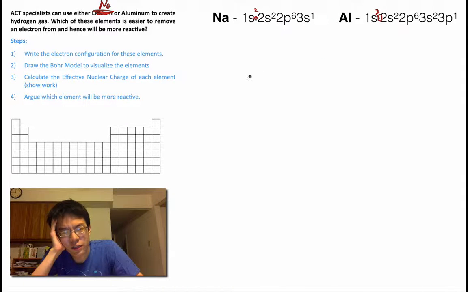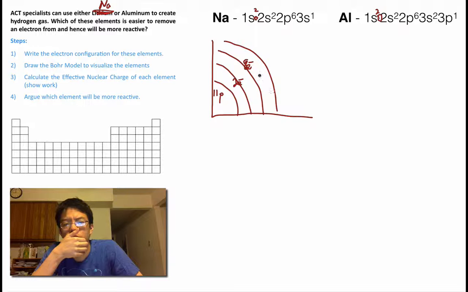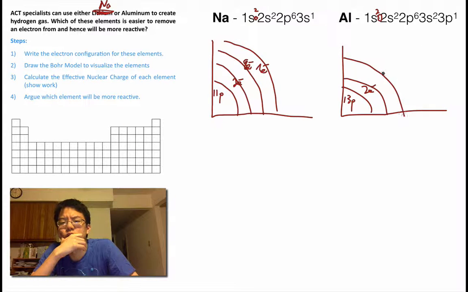So I've got the electron configuration. I'm ready to draw the Bohr model. I've got my Bohr model. I know sodium has 11 protons, and there are 2 on the first ring, 8 on the second ring, and then 1 on the third ring. And similarly with aluminum, there are 2 more electrons for 13 protons: 2 electrons, 8 electrons from the 2s2 and 2p6, 2 plus 6, and then 3s2 and 3p1 on the third energy level, 3 electrons.